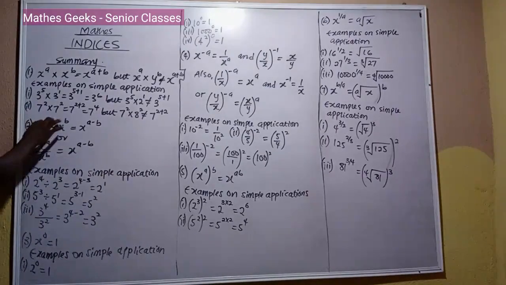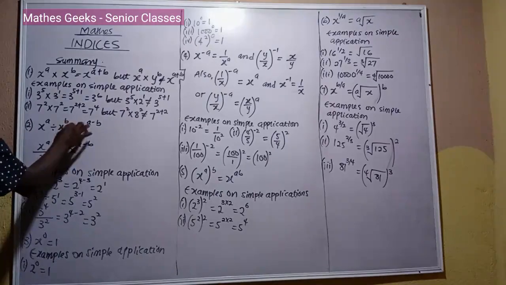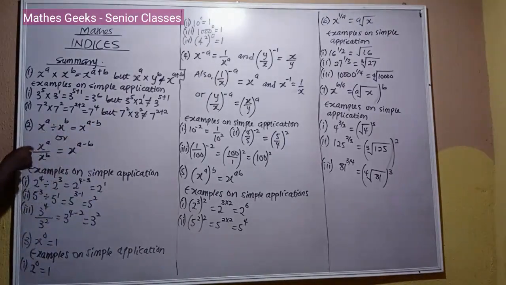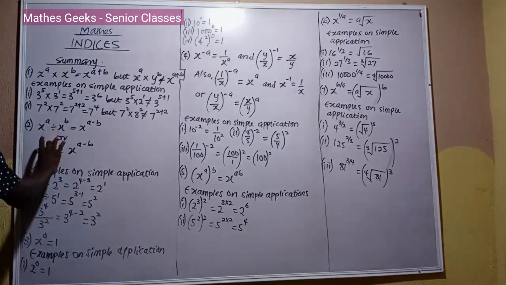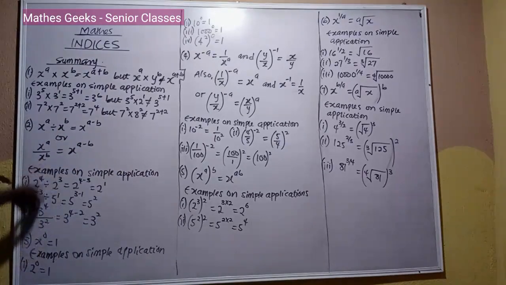Number 2: x raised to a divided by x raised to b is equal to x raised to a minus b, or x raised to a over x raised to b is still division. So since the bases are the same, you subtract the indices, a minus b. So examples of simple application, if you have them here, these are the examples. Follow them through. Particularly, look at number 3.